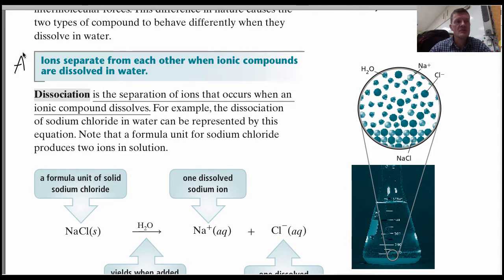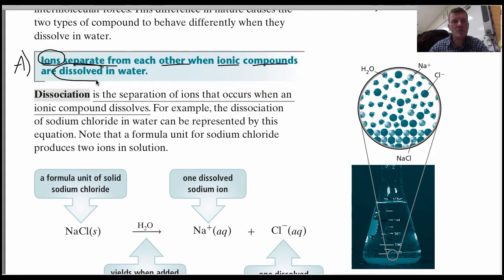First thing you need to know, put down point A here, ions, so this would be coming from an ionic compound, ions separate from each other. They're going to separate. An ionic compound is a metal and a nonmetal, and the metal likes to give up its electrons to the nonmetal, creating charged particles, ions, and then those oppositely charged particles are attracted to each other. Well, when you put them in water, those ions break apart, as I'll show you.